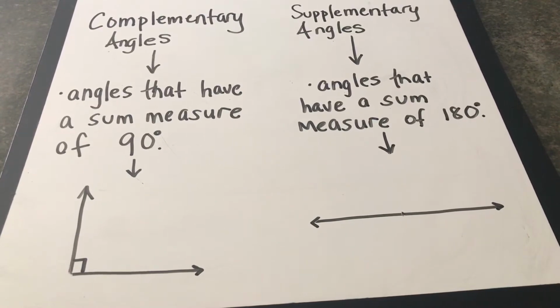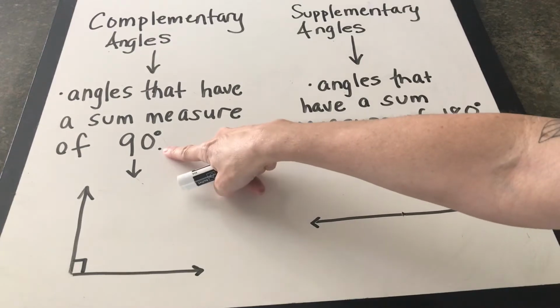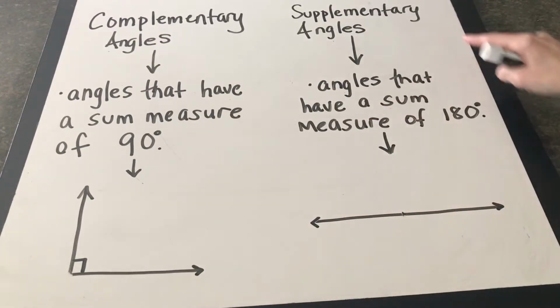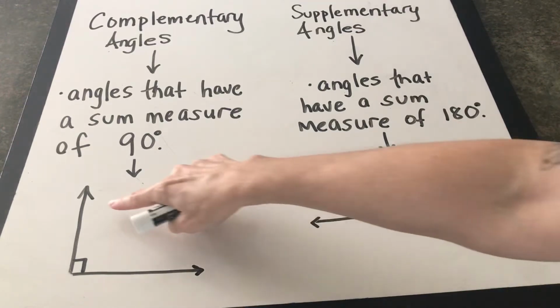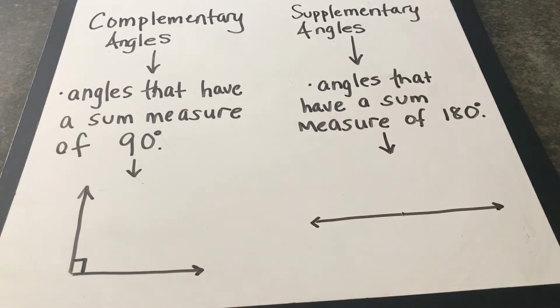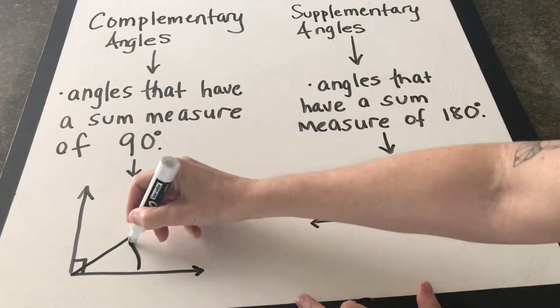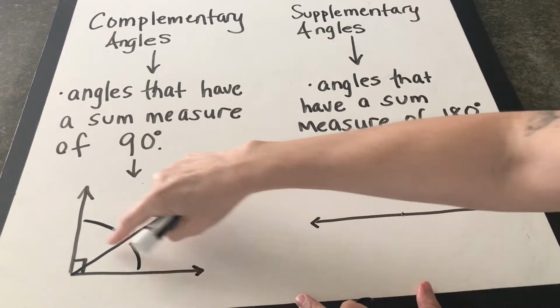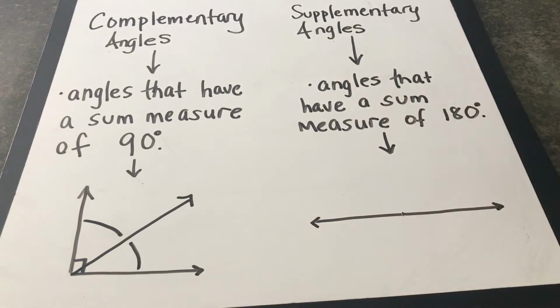Okay, in this video we're going to talk about the difference between complementary and supplementary angles. Complementary are angles that have a sum measure of 90 degrees, and supplementary have a sum measure of 180 degrees. If we think about a 90-degree angle, it would be two angles that could be added together, this plus this, and both these angles would have a sum measure of 90 degrees.